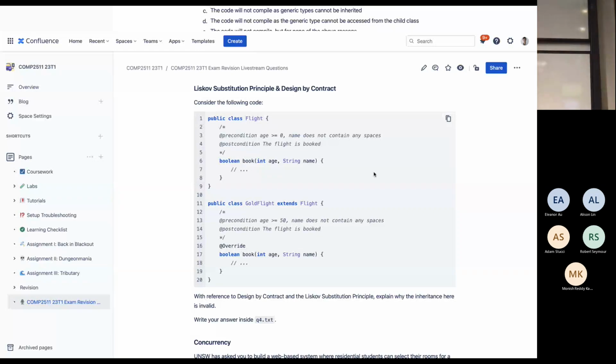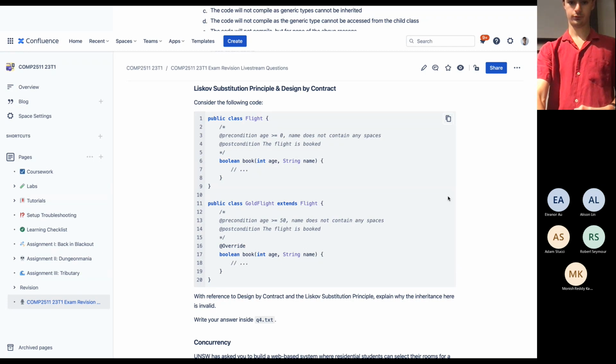There will be a question like this in the exam. It'll be about the Liskov substitution principle, and you'll basically have to explain whether the inheritance is valid, and if it is, why it is, and if not, why not. So here we have a class called flight, and we have a class called gold flight, which extends flight. And we have some preconditions, we have some postconditions.